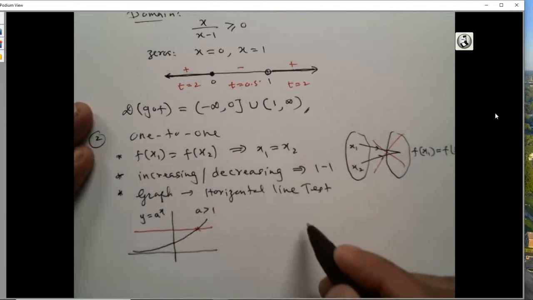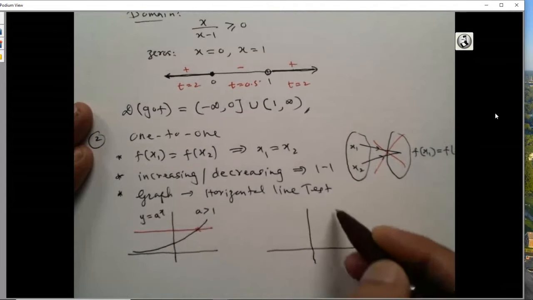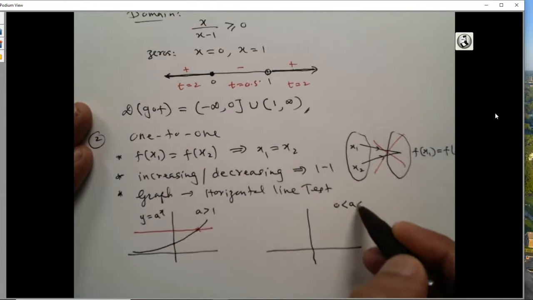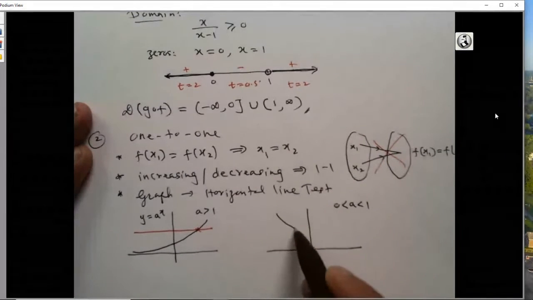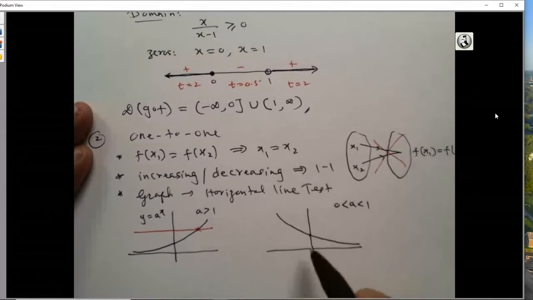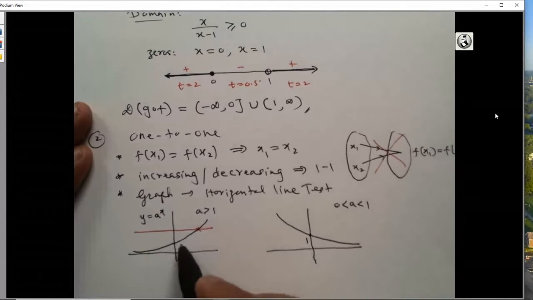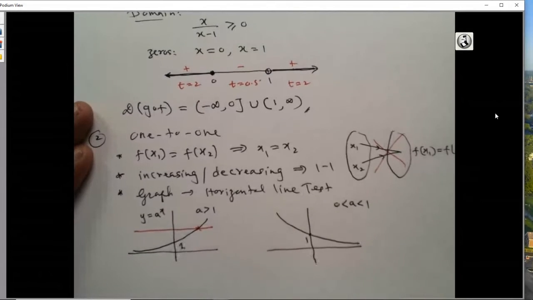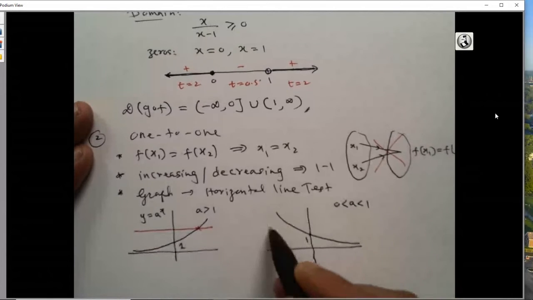Okay. Also, if you look at the other function, for a between 0 and 1, it is a decreasing function because it's a fraction, so it's going to go down. And again it passes through 1. This is 1, and you can see that the horizontal line test still works because it's going to cut only once.